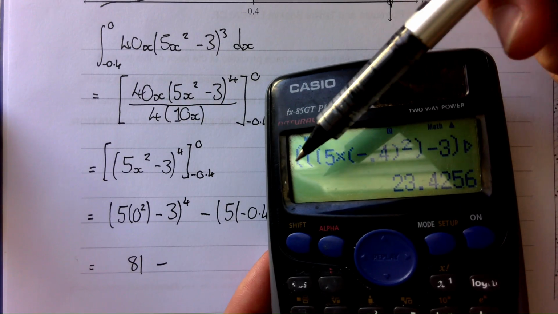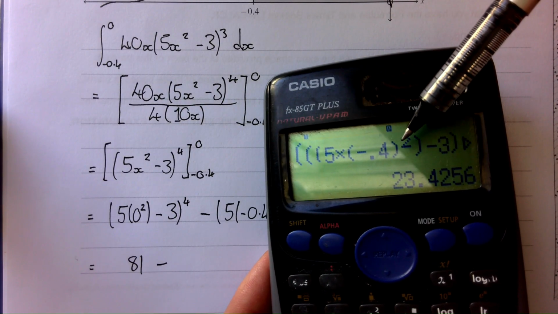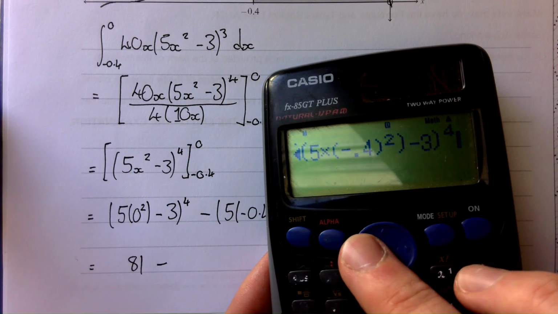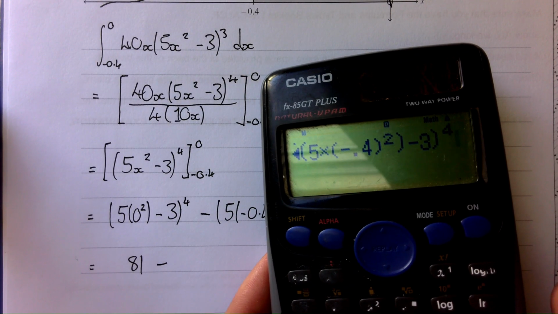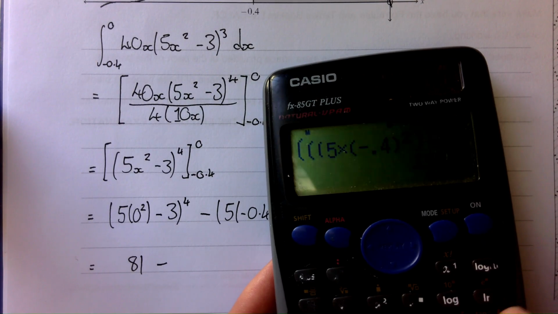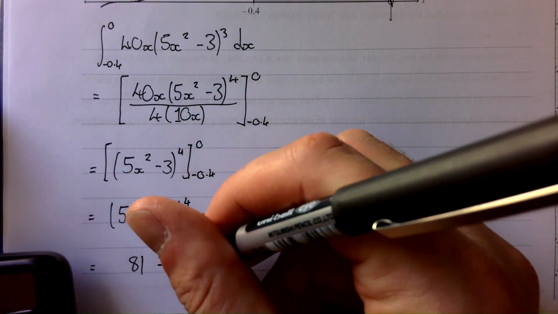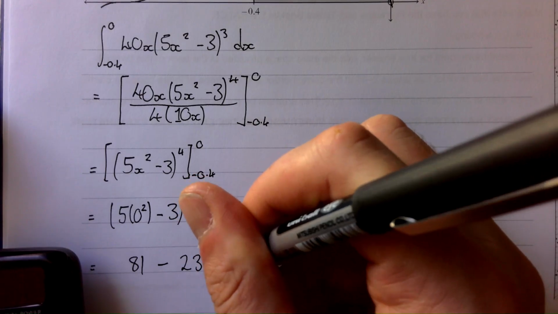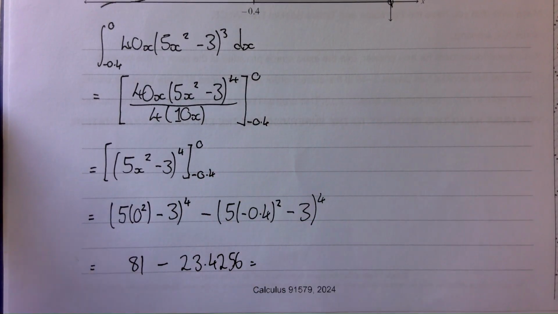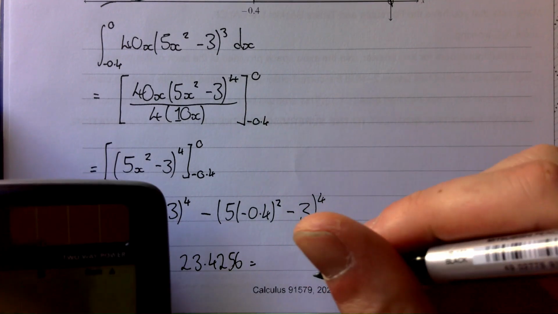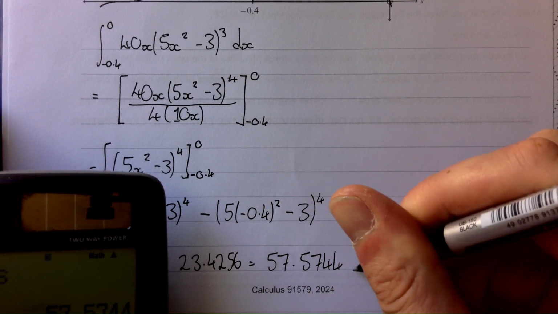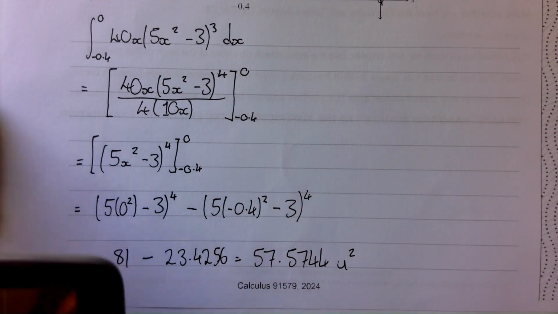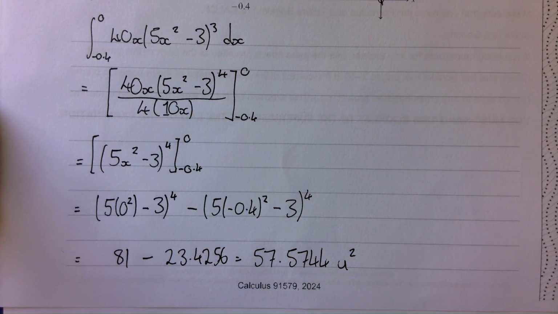Now, I've used a hell of a lot of brackets just to make sure that my calculator squares when I want it to square and puts to the quarter or to the 4th power what I want it to do so. Okay, so we have 81 minus 23.4256 is equal to 81 minus answer 57.5744 u squared, or unit squared, however you would like to do that.